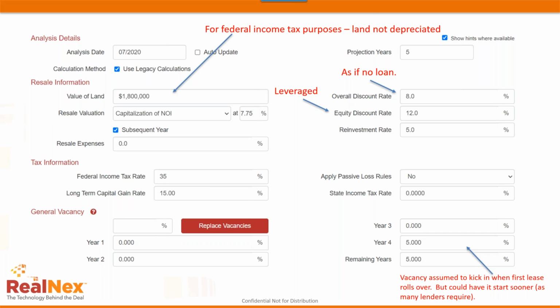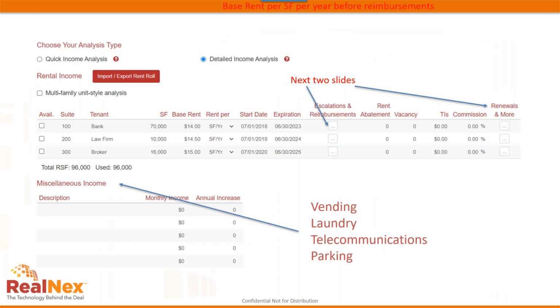But you've got a lot of flexibility. This is kind of art and science to some extent in terms of thinking about how you want to handle some of these assumptions.